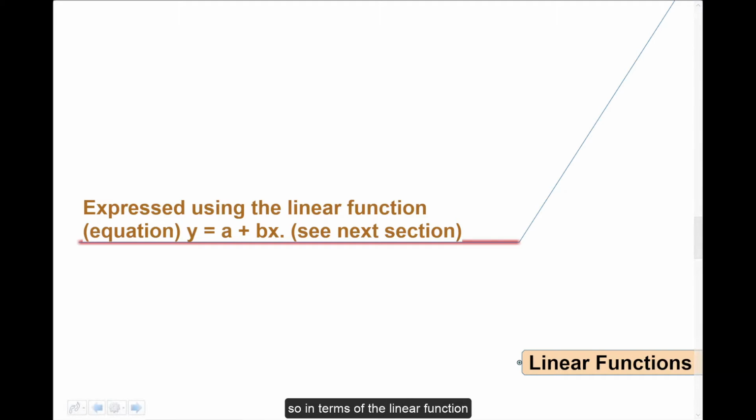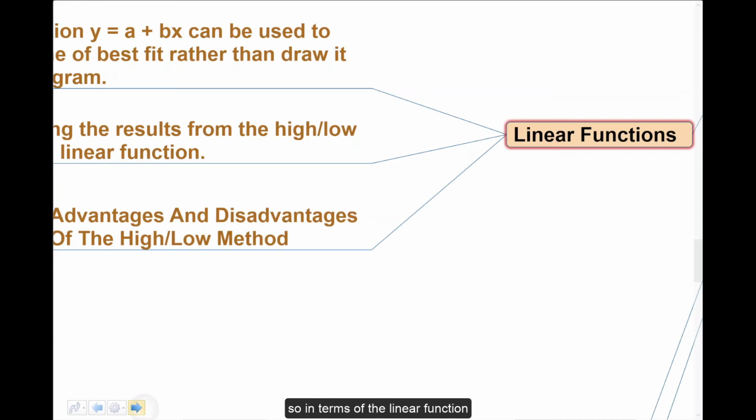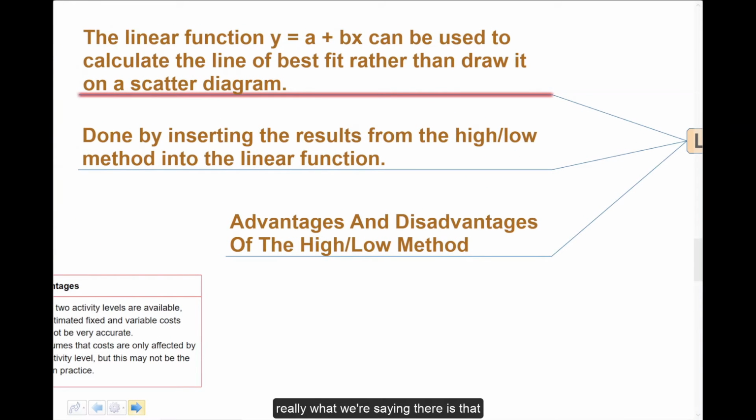bx. So in terms of the linear function, really what we're saying is that this function can be used to find the line of best fit rather than having to draw it on the diagrams that we saw on the right-hand side of the mind map. And it's simply done by inserting the results into the function, in effect using the high-low method.